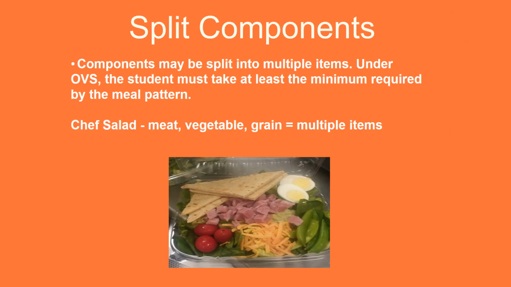Split components. Components may be split into multiple items. Under OVS, the student must take at least the minimum required by the meal pattern. So a chef salad has meat, vegetable, and grain in multiple items.